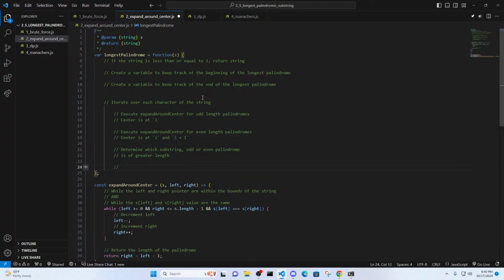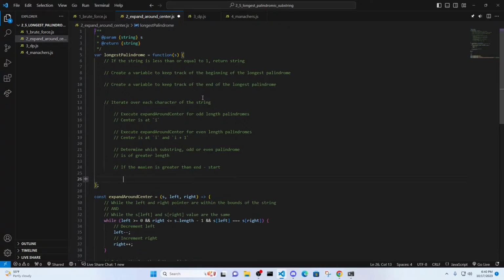And then, with like a max length variable or something, if the max length is greater than n minus start, and then we do a couple things in here. Then this is where this took me a little second, because we're at I is our center.